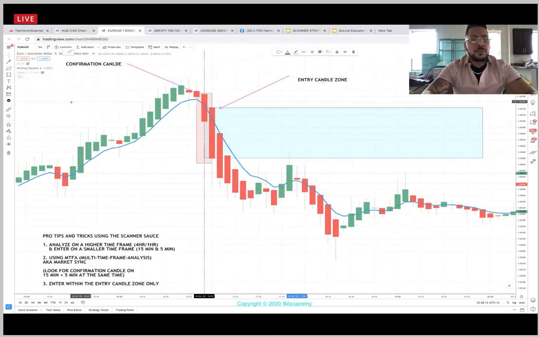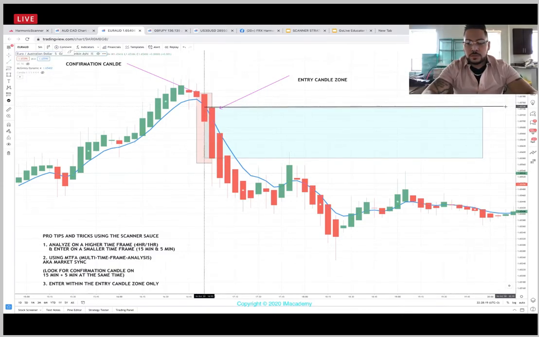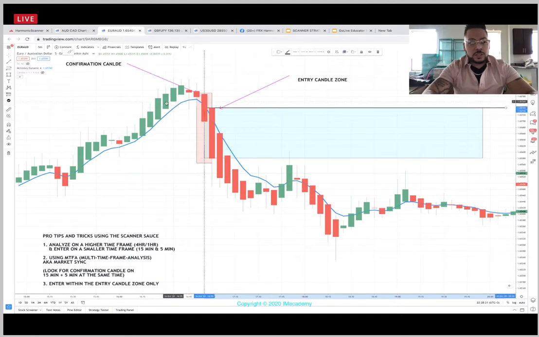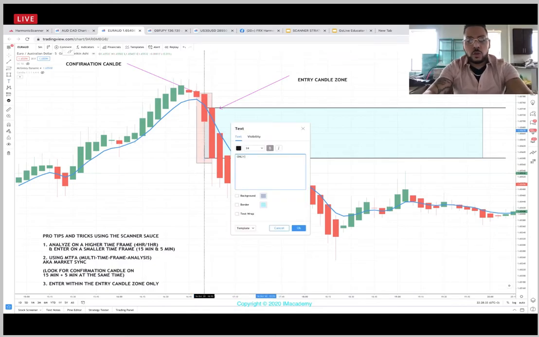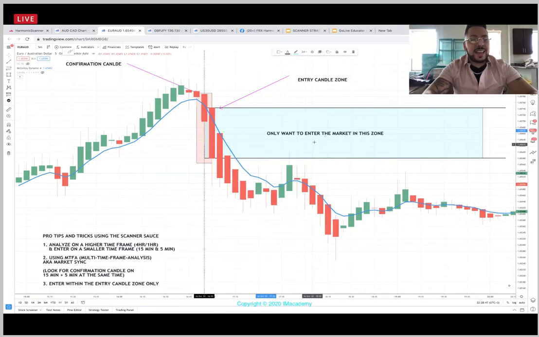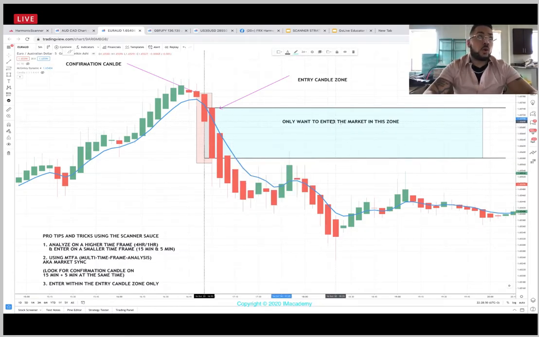What do I mean by that? I mean that look at this candle. Look at the top of this candle. Okay? Watch this. I'm going to show you how to avoid a bad trade. And look at below this candle. Okay? Now you only want to enter the market in this zone.